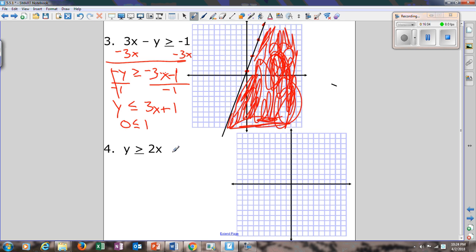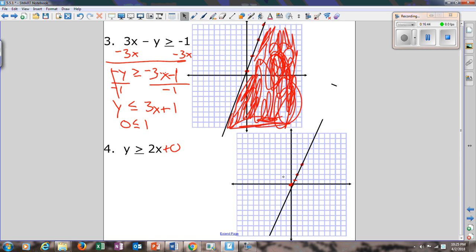Okay, number 4. Y is greater than or equal to 2x. There is no y-intercept, so it's plus 0. Start there, go up 2, over 1, up 2 over 1. You have an equal sign underneath it, so it's a solid line. Now the origin here is on the line, so you can't choose the origin this time.